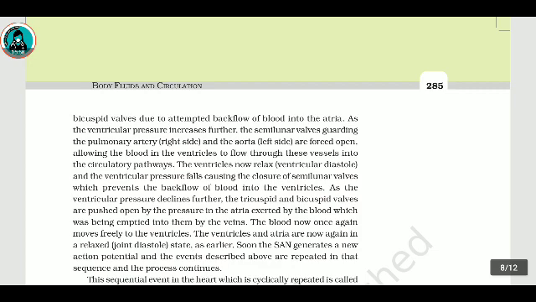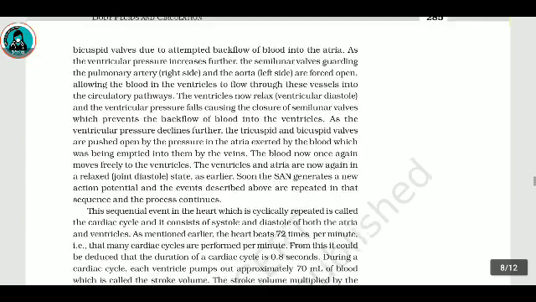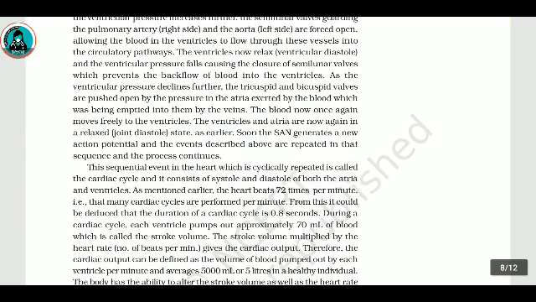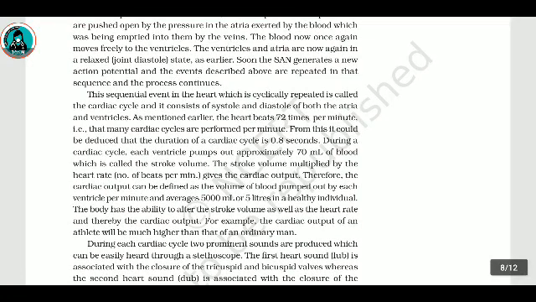Soon the SAN generates a new action potential, and the events described above are repeated in that sequence, and the process continues. The sequential event in the heart, which is cyclically repeated, is called the cardiac cycle, and it consists of systole and diastole of both the atria and ventricles. As mentioned earlier, the heart beats 72 times per minute. That many cardiac cycles are performed per minute.